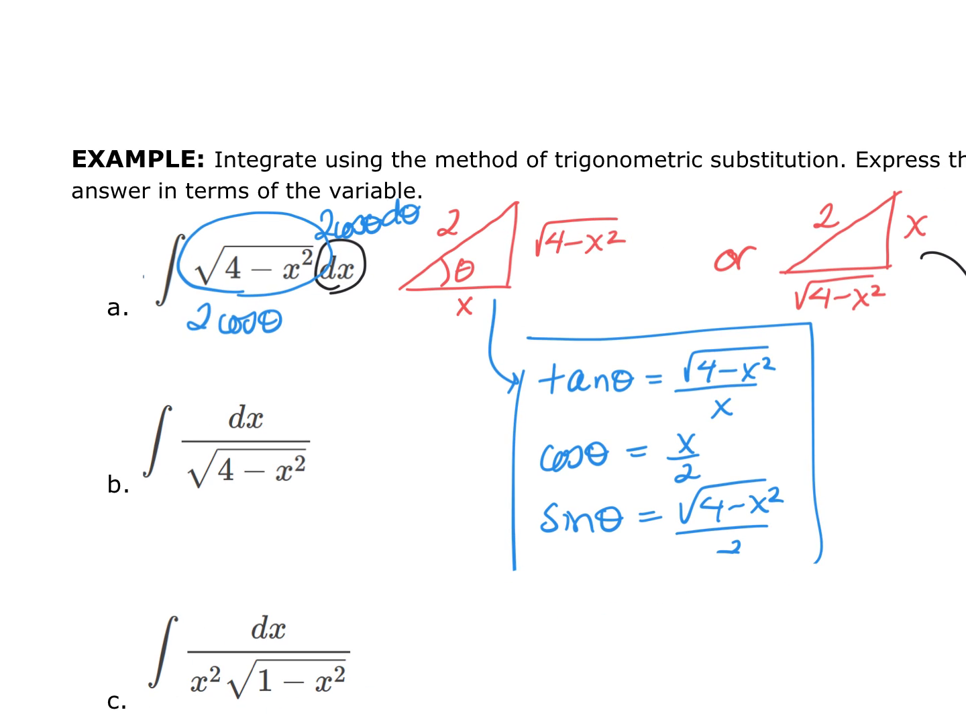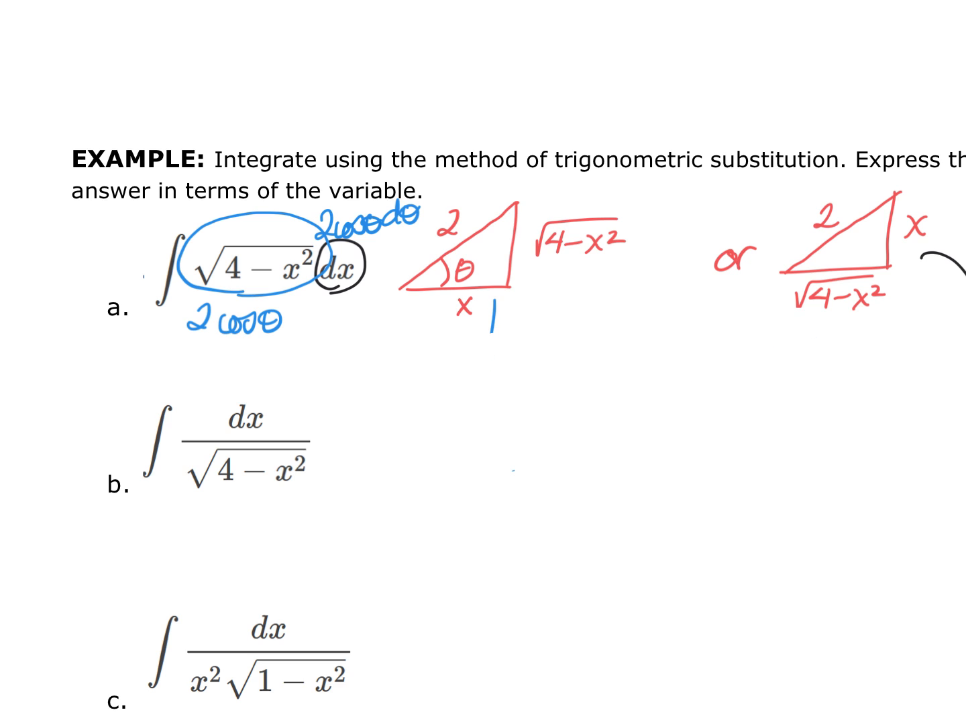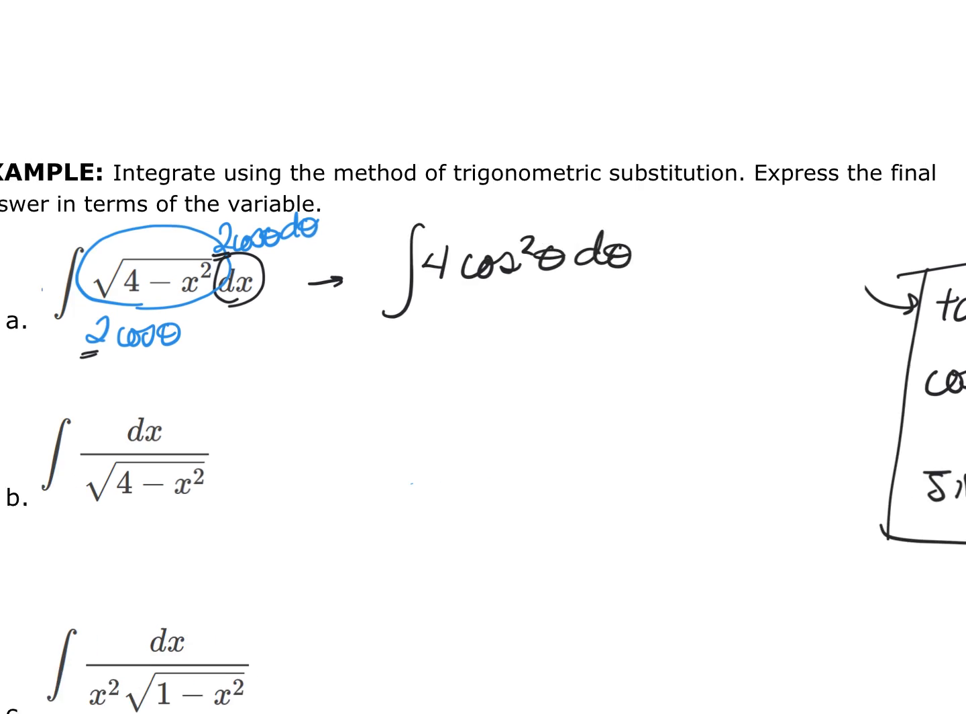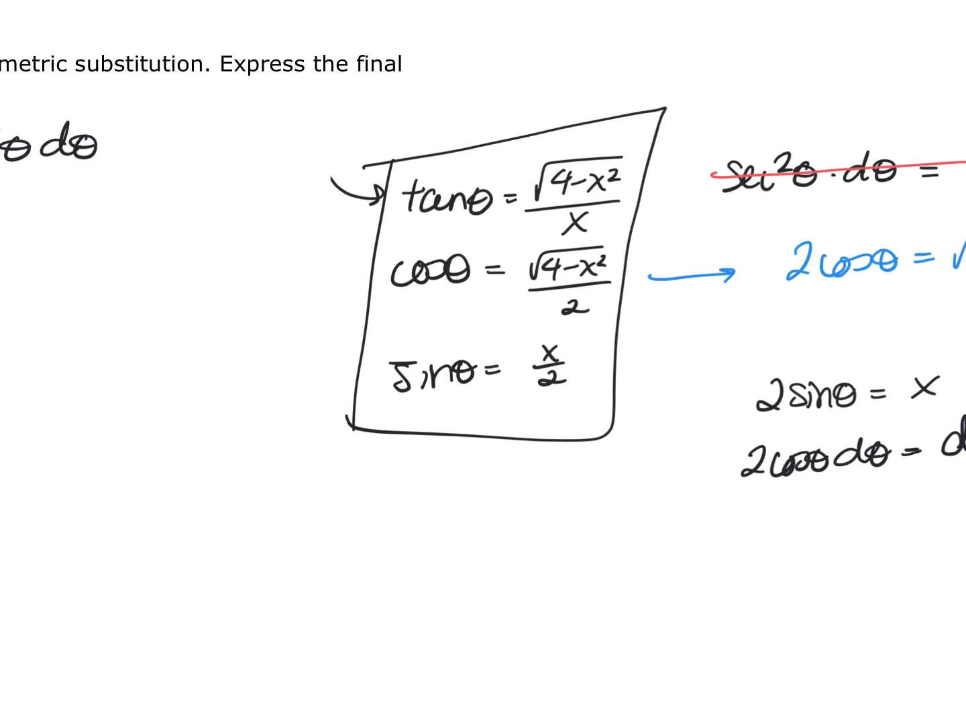So let me erase this. That was just for our setup to decide how we want it. What I really have in terms of my integration with the trig substitution is 4 because of this 2 and this 2. And I have the cosine squared of theta d theta. Now it's just a nice power reduction formula. And you're like, that was never nice the first time, but it's kind of nice.